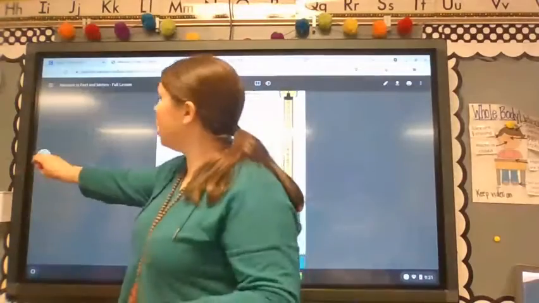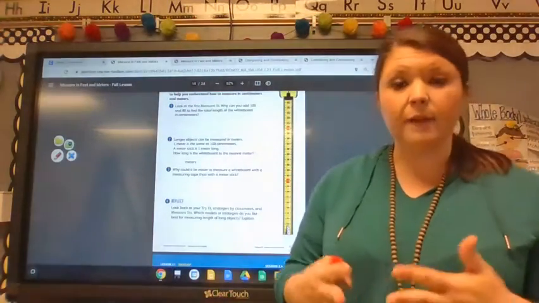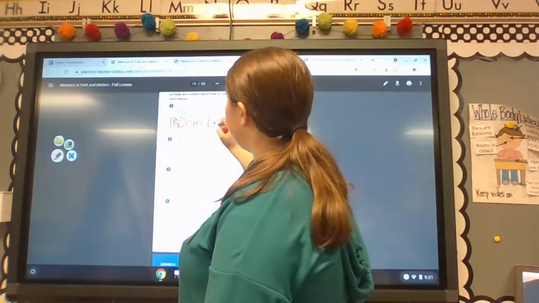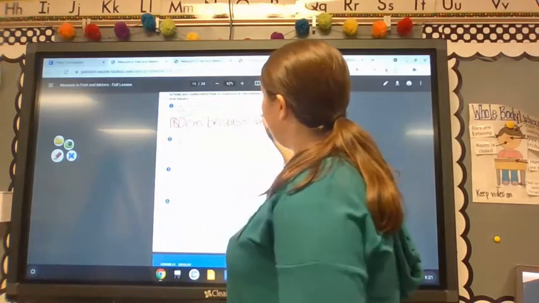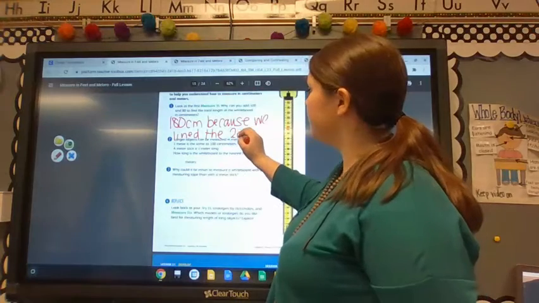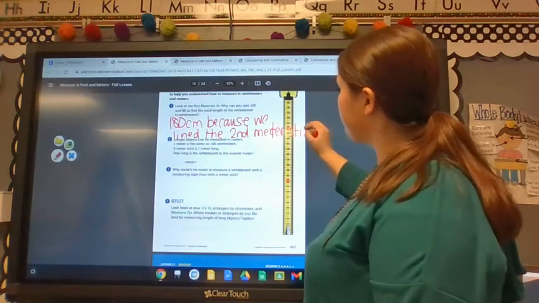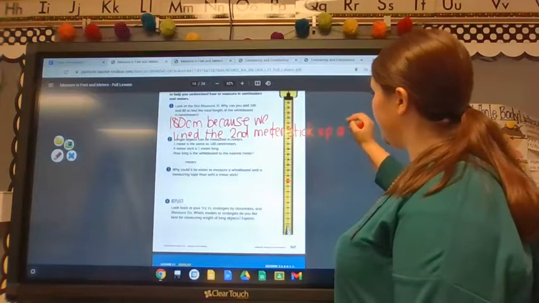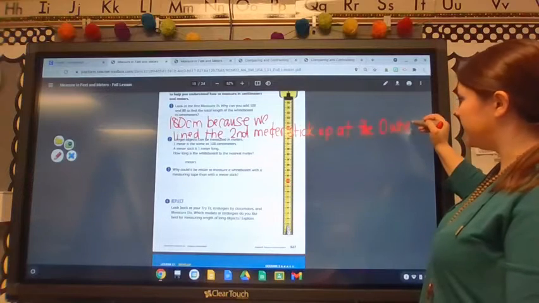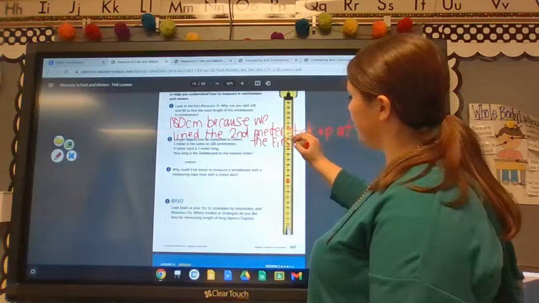All right, so let's go ahead and talk about that now. So we can add together 100 and 80 to find the total length of 180 centimeters because we lined the second meter stick up at the 0 where the first meter stick ended. Okay?